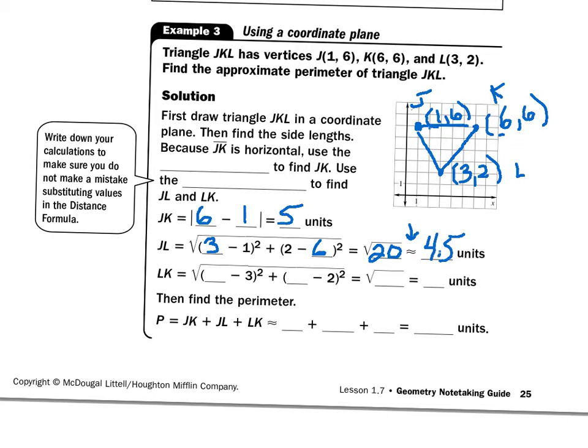Now, let's do it one more time for L to K. So we have 6 minus 3 squared, and then 6 minus 2 squared. So 9 plus 16 is 25. 25's square root is exactly 5. So now all we have to do is add them up. So the first one was 5. Second one was about 4.5. And the third one is exactly 5. So it's 14.5 units.